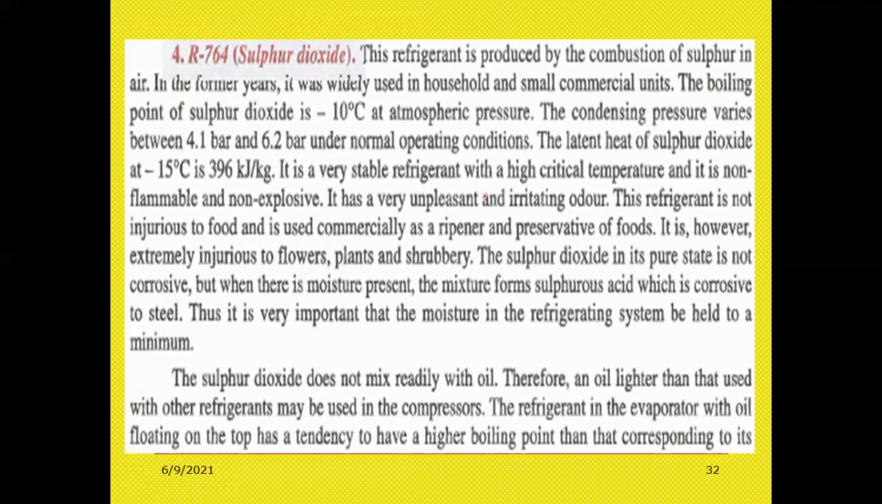In former years, it was widely used in household applications and small commercial units. Boiling point is -10 degrees centigrade and the condenser pressure ranges between 4.1 to 6.2 bar. The latent heat of sulfur dioxide is given at -15 degrees centigrade. Right, so these are some of the specifications of the sulfur dioxide refrigerant. It is a very stable refrigerant with high critical temperature. When compared to carbon dioxide, sulfur dioxide is very stable at the high critical temperature and is non-flammable and non-explosive also.